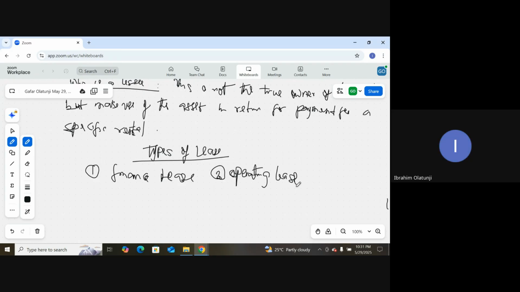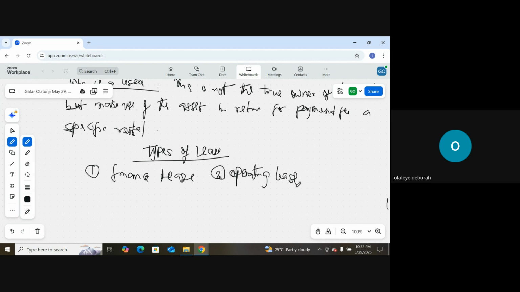So when we look at finance lease, what we normally refer to as finance lease is that when a lease is lasting for the expected working life of an asset. That is, a lease that normally lasts for the expected working life of an asset, we say that lease is a finance lease.